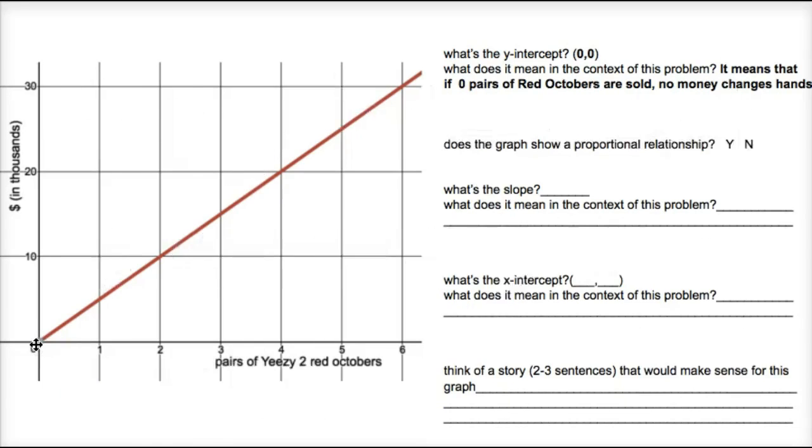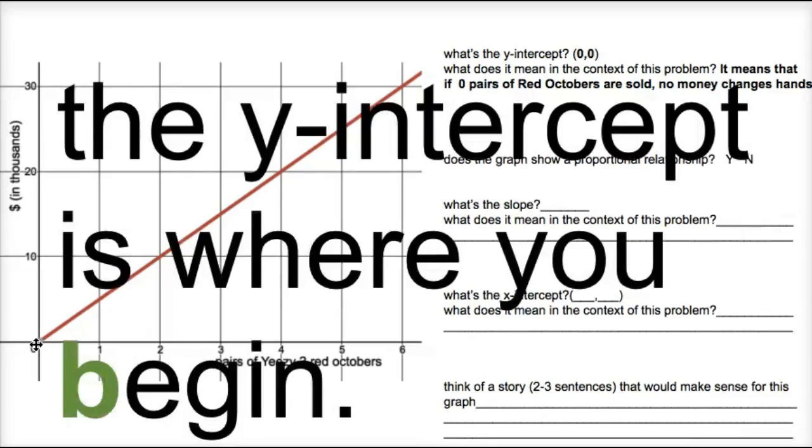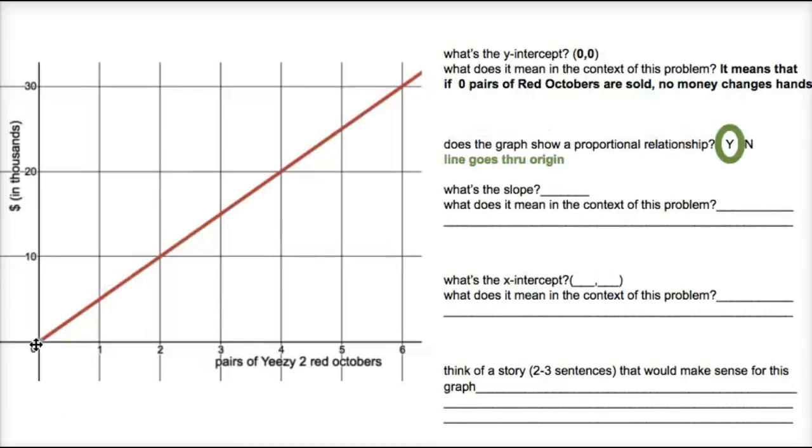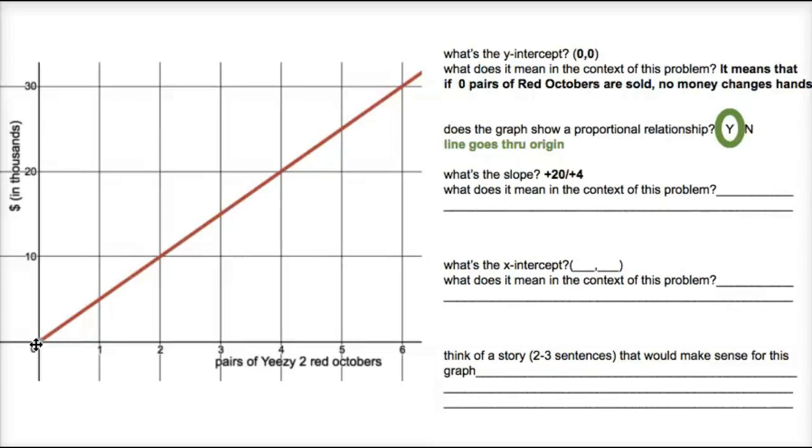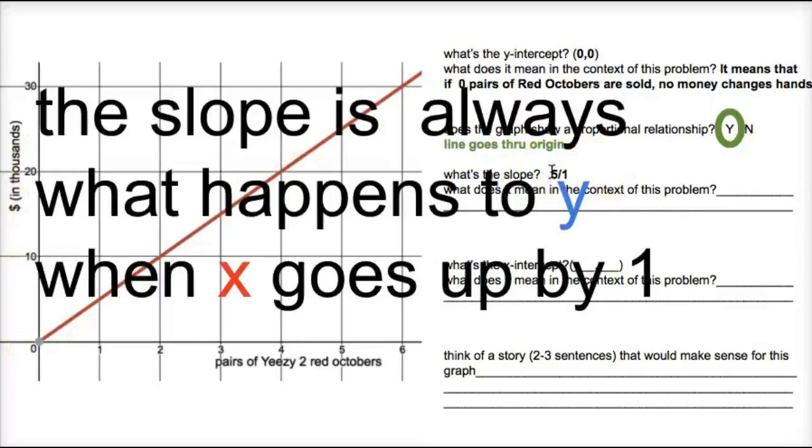The y-intercept is always where we begin. So right here, we're beginning with 0 pairs of Yeezys, and we have $0 at that point. The line is proportional because it goes through the origin, for sure. The slope is positive 20. I took these 2 points. I went up 20. I always start at (0, 0) just because it's so much easier. I go up 20 over 4. So positive 20 over positive 4 equals positive 5.